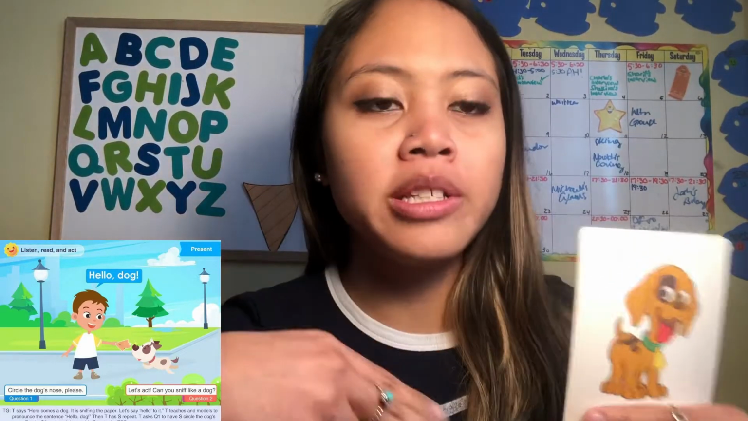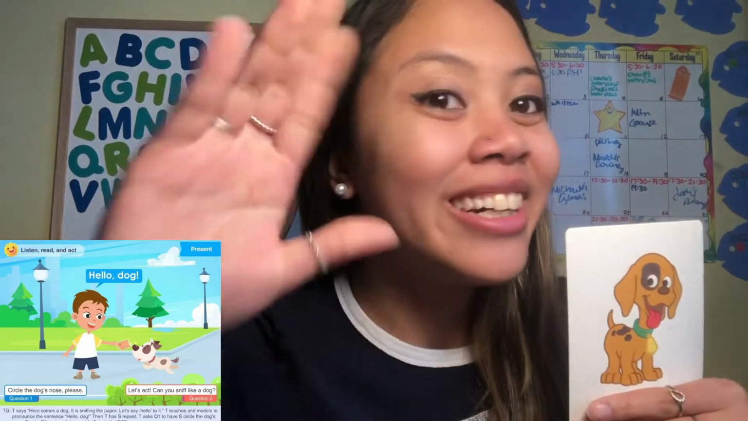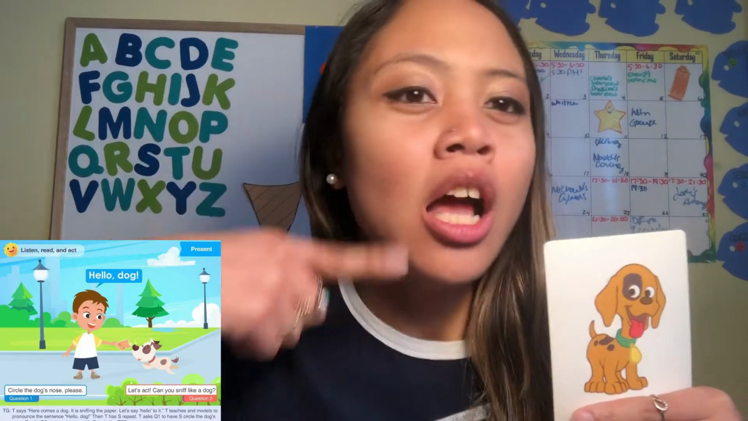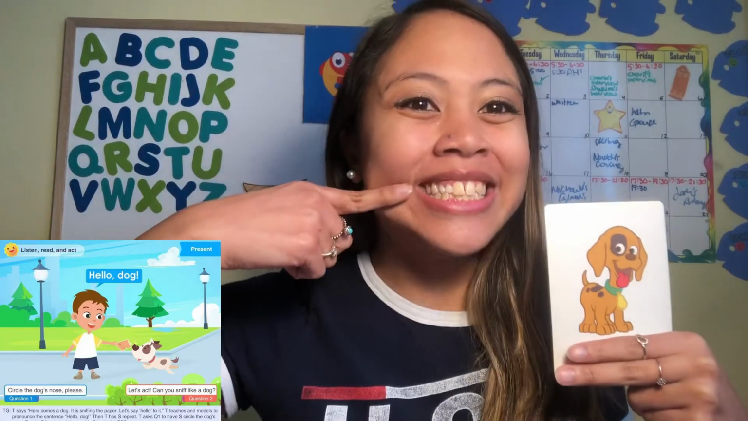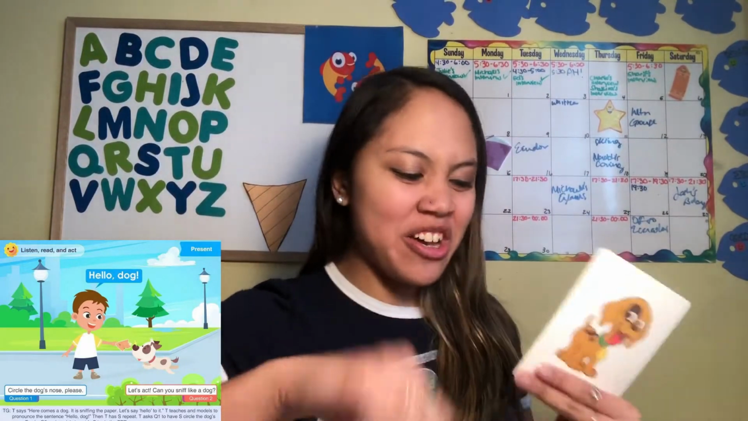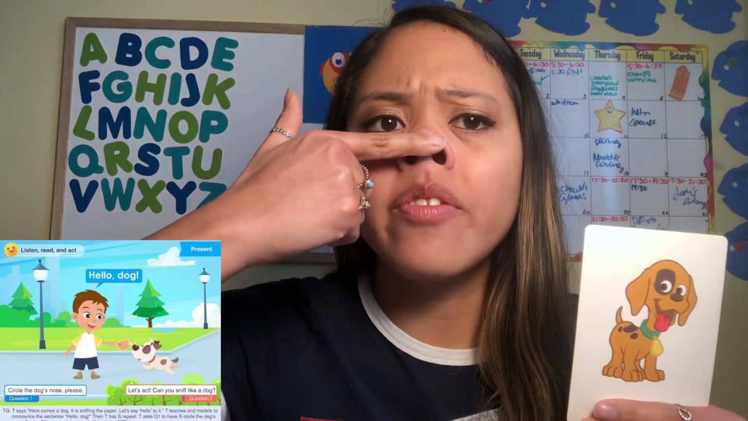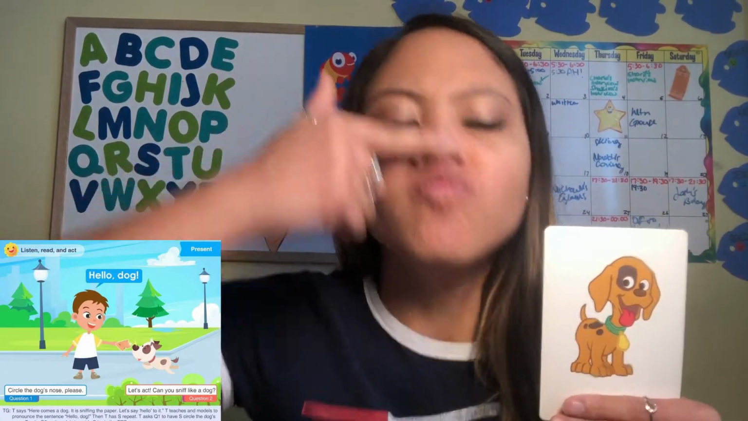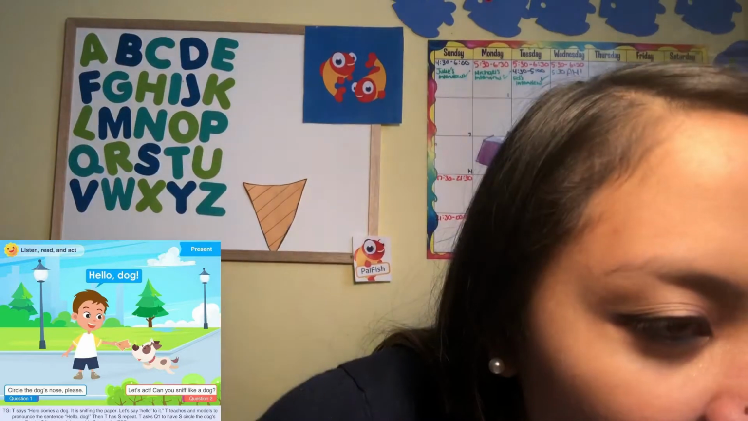Just introduce this word to them, because they may not have ever seen it. So say, dog. Dog. Good job! So now they know the word dog. And you say, the dog is sniffing the paper. And then they'll maybe copy you or not.